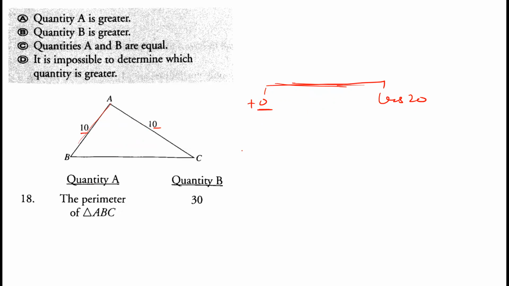So the perimeter can be 10 plus 10 plus 19, so this number can be 39. This can be 10 plus 10 plus 5. So it's a number between 0 and 20. So the perimeter can be 25. So we are not sure whether the quantity is more than 30 or less than 30. So the correct answer is D. The point you need to understand is the length of the third side would be more than 0 and less than 20 because of the two sides.